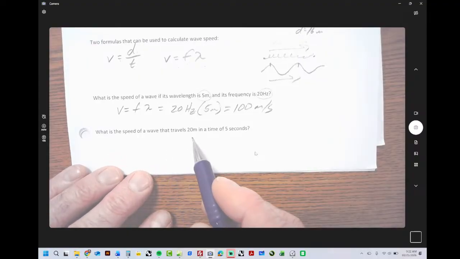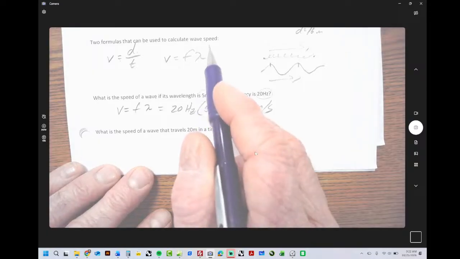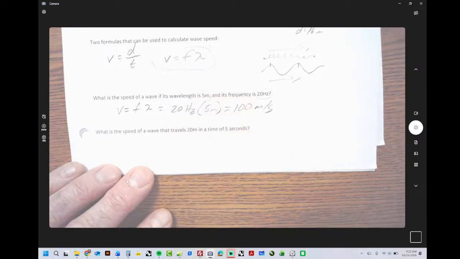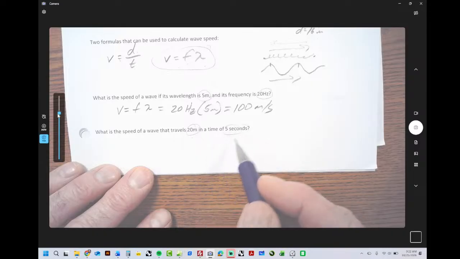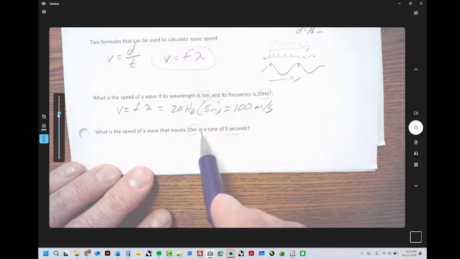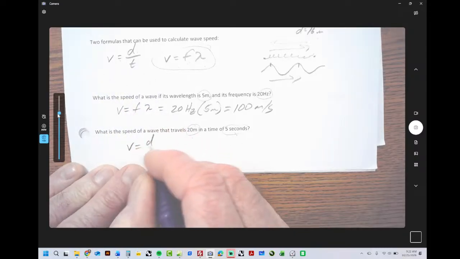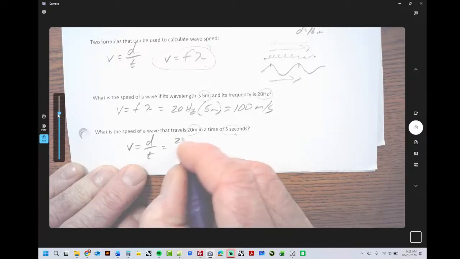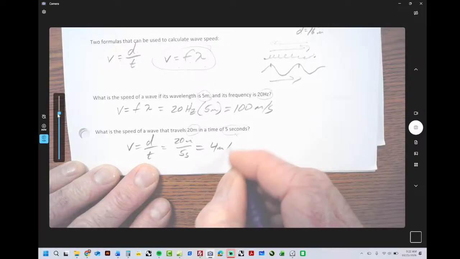What's the speed of a wave that travels 20 meters in 5 seconds? Does this formula help? We're given meters and seconds. So seconds is time, meters is what? Distance. It could be wavelength, but we've got time, so we've got to use this formula. So I need V equals d over t, and the distance is 20 meters, and the time is 5 seconds, so the velocity is 4 meters per second.